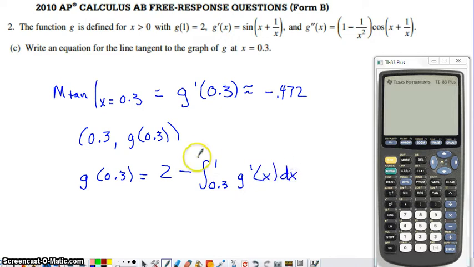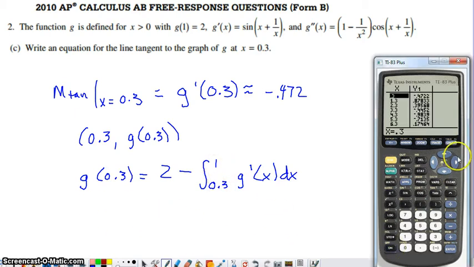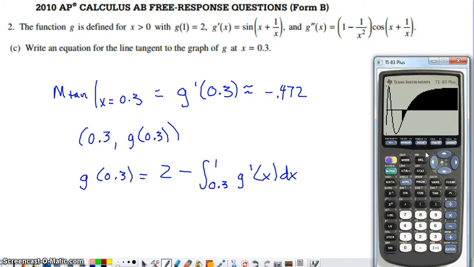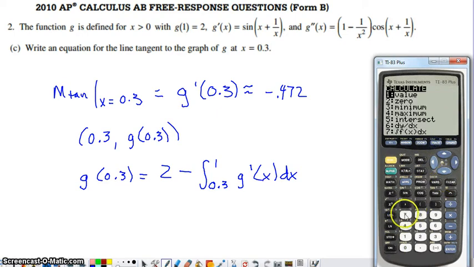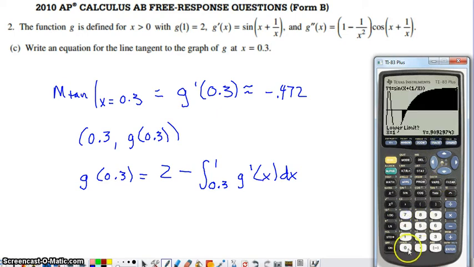I'm basically integrating the rate of change of g to figure out how much g changed between 0.3 and 1. So within a week, you'll understand this. Right now, I'll just kind of give you the result. If we wanted to evaluate this integral on the calculator, we could go with a lower limit of 0.3 and an upper limit of 1.